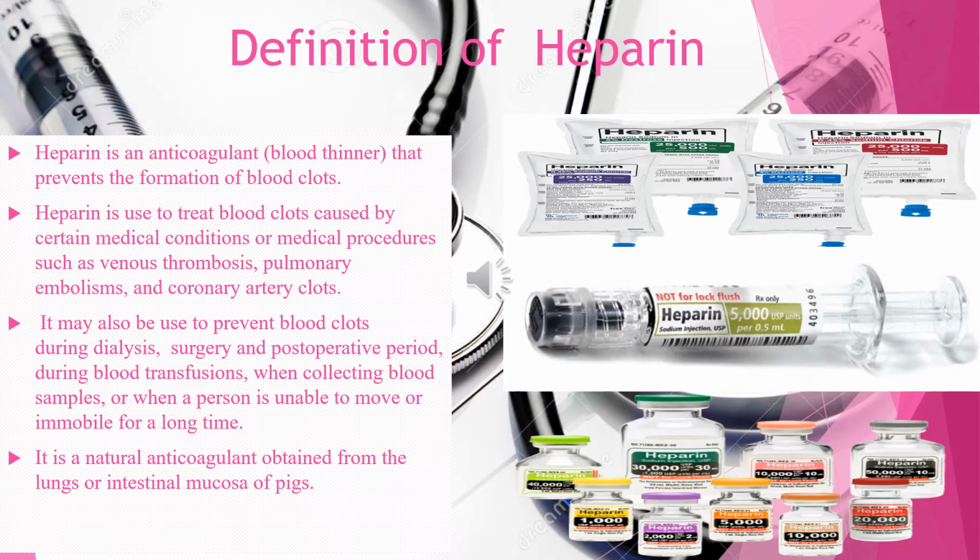It may also be used to prevent blood clots during dialysis, surgery and the post-operative period, during blood transfusion, when collecting blood samples, or when a person is unable to move or immobile for a long time. Heparin is actually obtained from the lungs or intestinal mucosa of pigs.